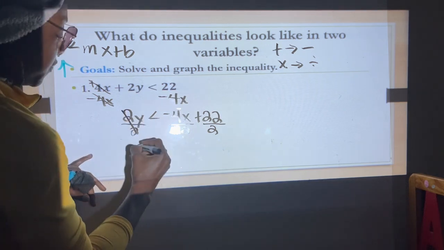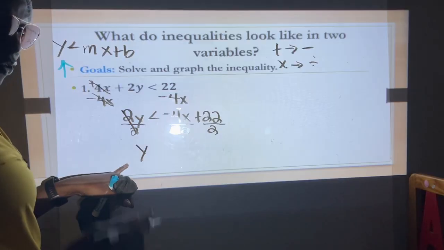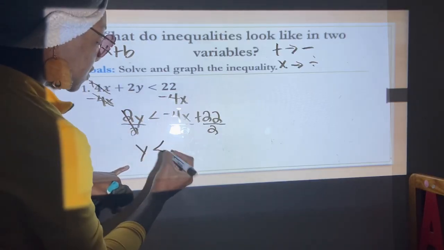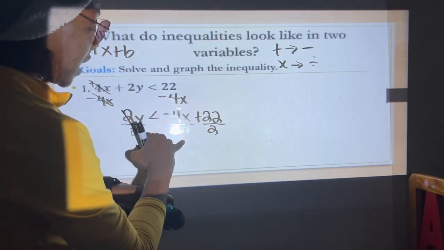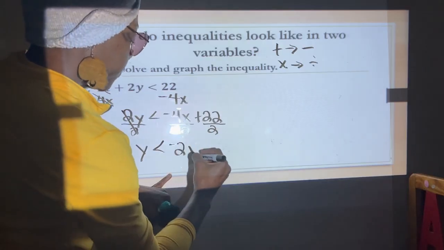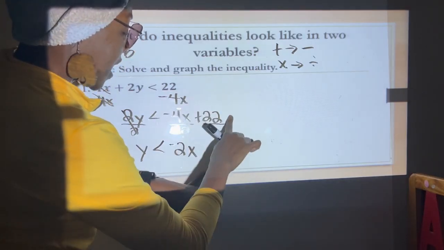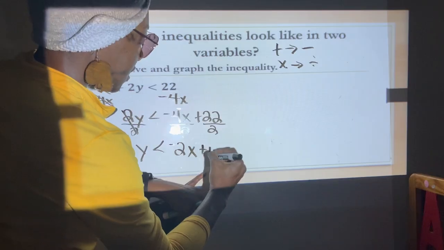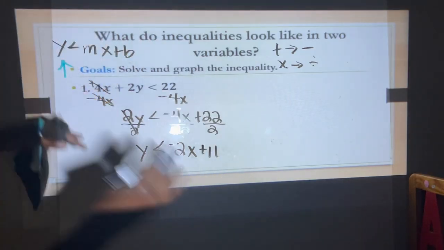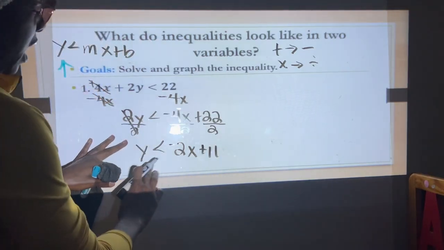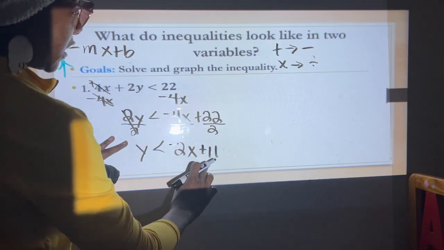2y divided by 2 is y. We did not divide or multiply by a negative, so we leave our symbol the way it is. Negative 4x divided by 2 is negative 2x, and positive 22 divided by 2 is 11. So our inequality is y is less than negative 2x plus 11.